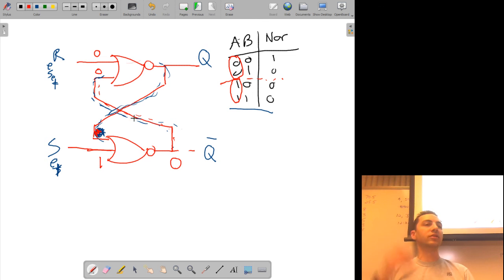So what's the output of 0 NOR 0? 1. And that 1 does propagate over, but it doesn't affect anything because 1 NORed with anything is always going to be 0. So we have a stable configuration here with 1 on the output Q, and 0 on Q bar, which makes sense. We've inverted it. That's fine. That's great.